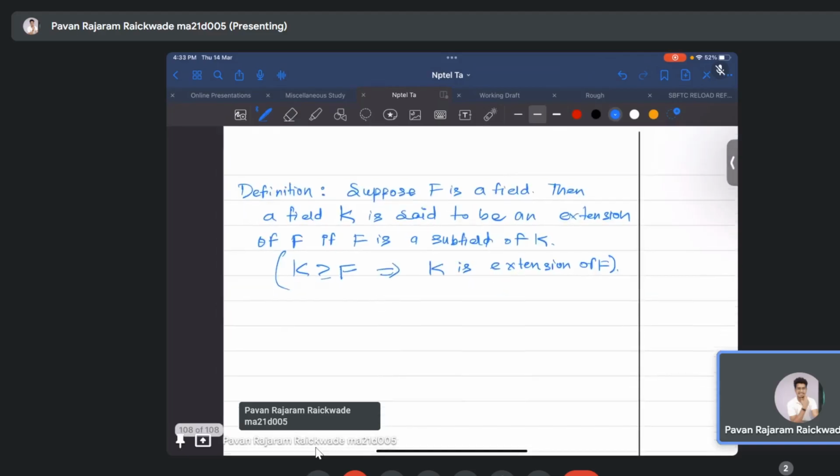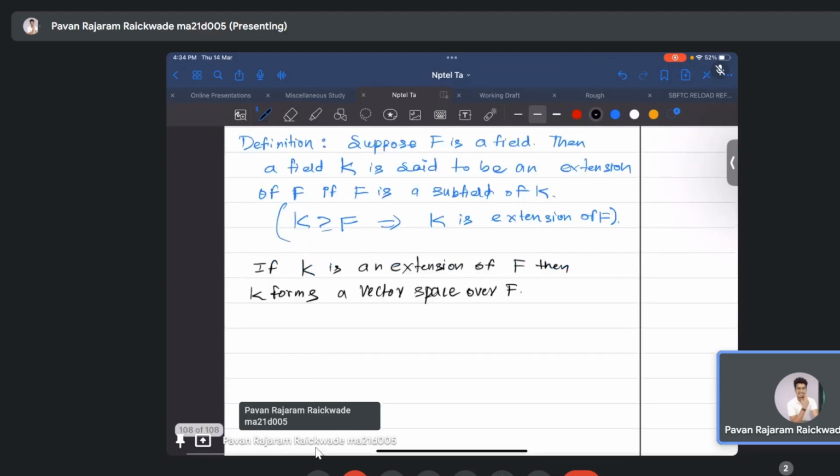Okay, I told this in the last session also, I'll repeat again. Whenever k is an extension of f, then k forms a vector space over f. And now there are two possibilities: the vector space is finite dimensional or infinite dimensional, right?